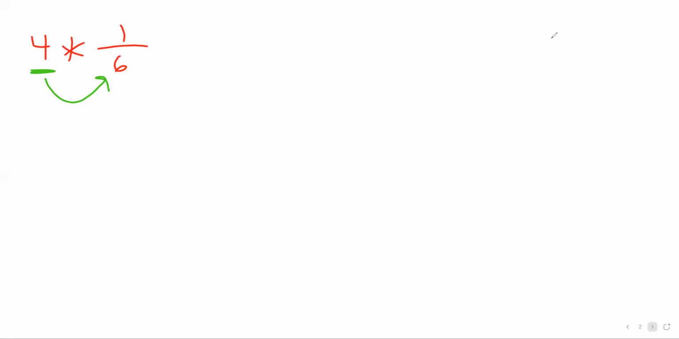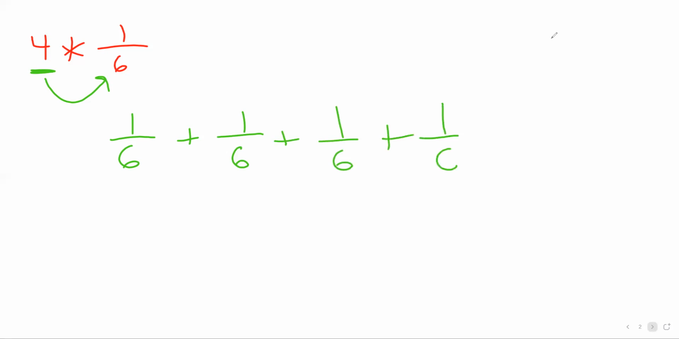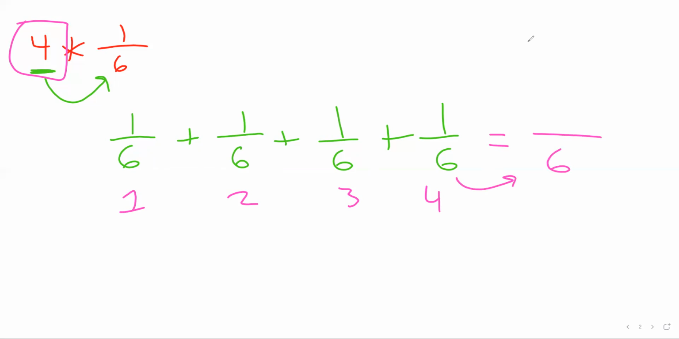So I could actually rewrite that as saying, oh, I have 1/6 plus another 1/6 plus another 1/6 plus another 1/6, right? I have 4 of them, as stated right here. 1, 2, 3, 4. And if we now break down what we know about the addition or repeated addition of fractions, when the denominator is the same, we just slide it on over and then we add our numerator. So 1, 2, 3, 4.